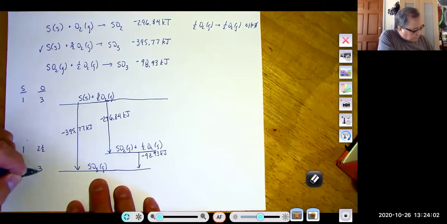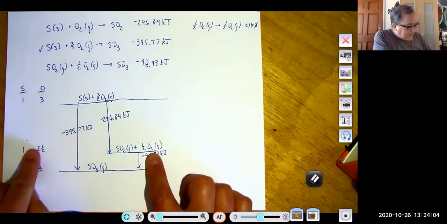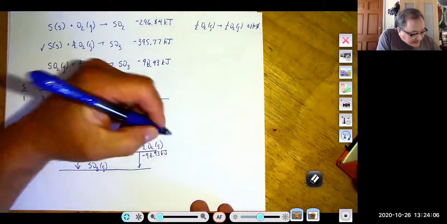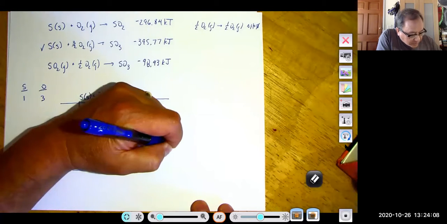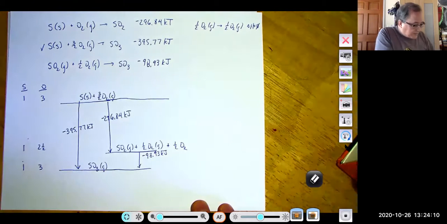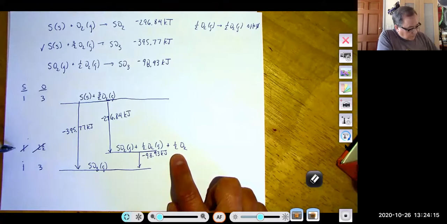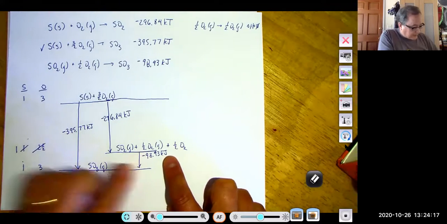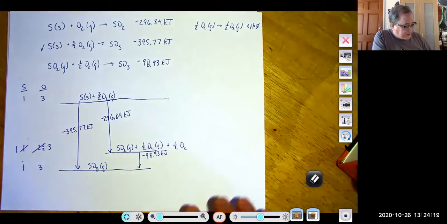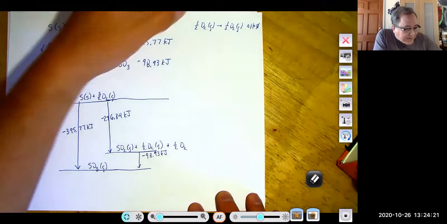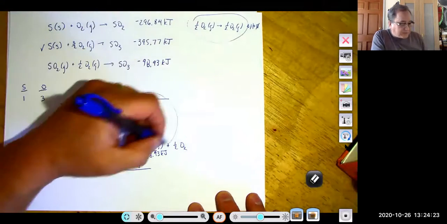3. How many sulfurs? 1. So this guy's missing out something. And the thing it's missing out on is another 1/2 O2. Now, if I take a look at this, how many sulfurs? 1. How many oxygens? 3. Now it's balanced. And this reaction is actually also part of this reaction right here.